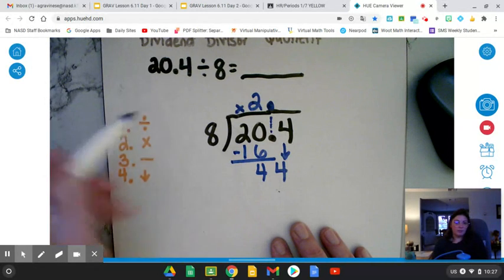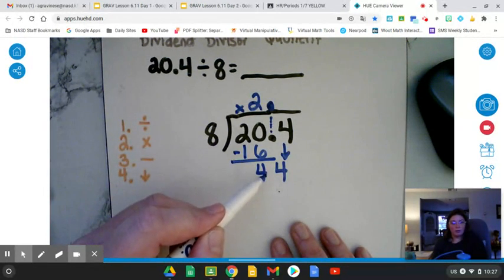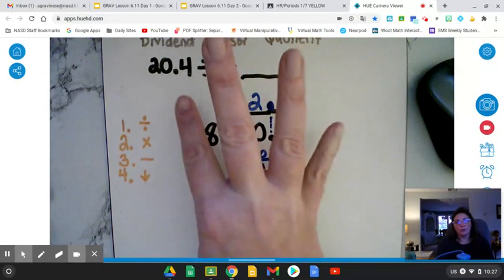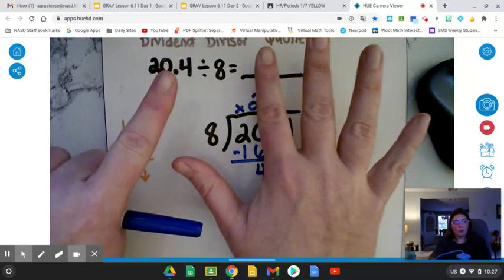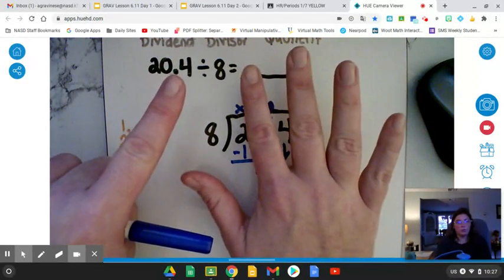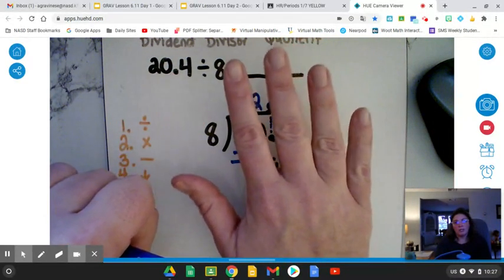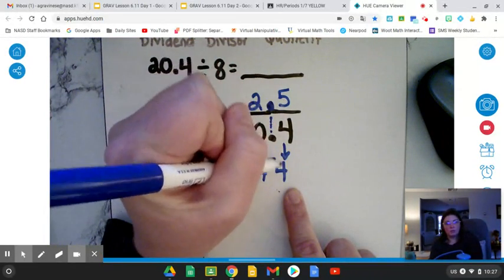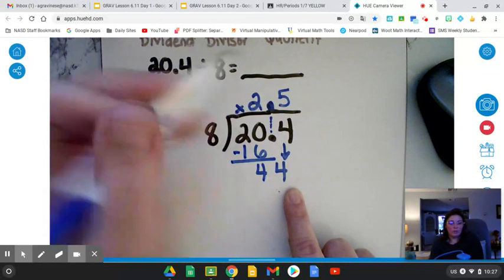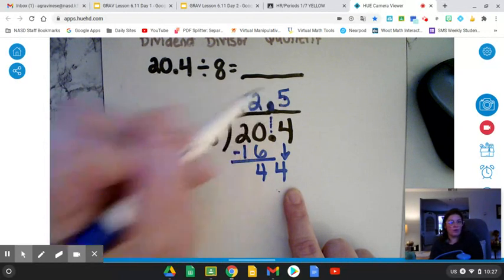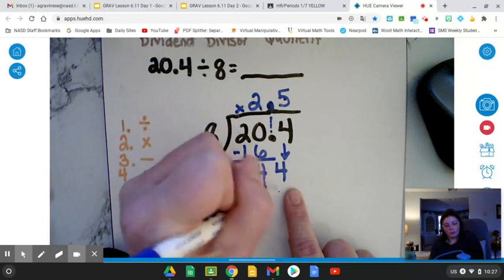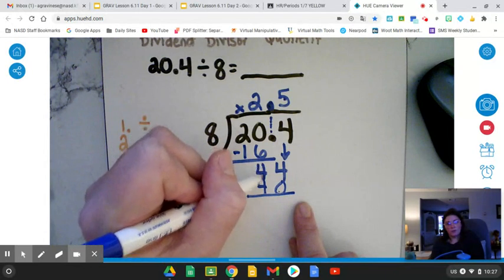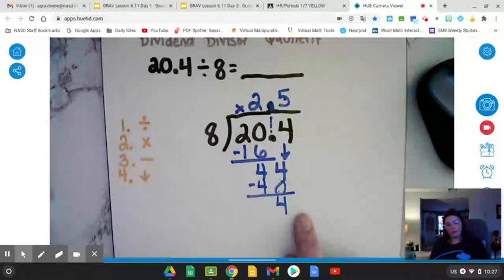So we're back to dividing. How many groups of 8 can I take out of 44? 8, 16, 24, 32, 40, 48. No, 48 is too many. So I can only take out 5 groups. That number goes on top above what you just brought down. Multiply. That same number you just wrote. 5 times 8 is 40. Subtract. 44 minus 40 equals 4.